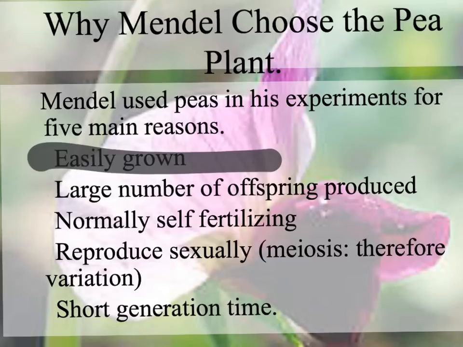Number 3, normally they are self-fertilizing. And so what this allows for is that we can control the fertilization process. Mendel could choose which plants he wanted to breed with which plants. He could have a plant with a purple flower breed with a plant with a white flower. In other words, even though they are normally self-fertilizing, he can control the experiment.